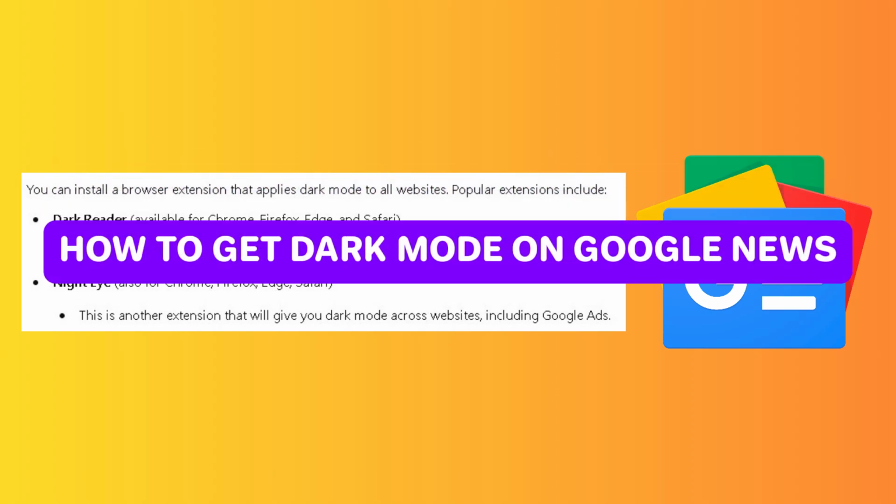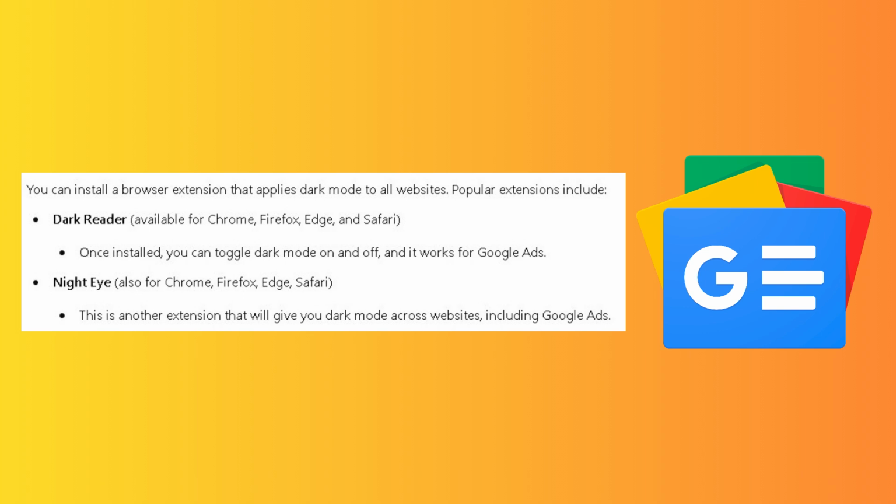In this video, you will learn how to get dark mode on Google News. First, you can install a browser extension that applies dark mode to all websites on Chrome. The popular browser extensions are Dark Reader. Once this is installed, you can toggle dark mode on and off, and it works for all of Chrome sites.